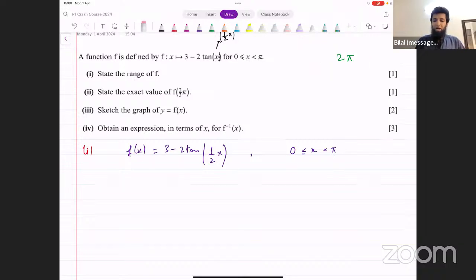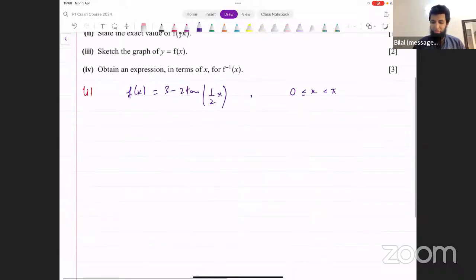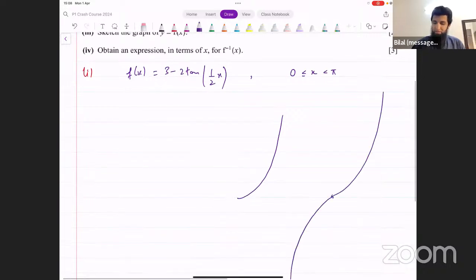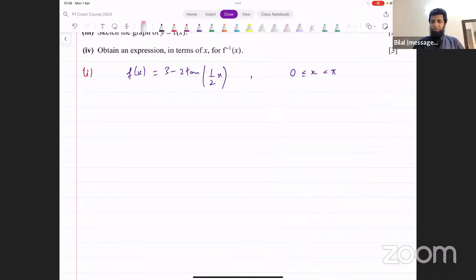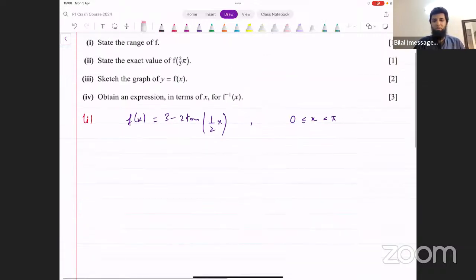We could think of what happens at 0 and what happens at pi. Because remember, the tan graph does not have any turning points. It goes like this. It's either like this, or it's like this, or this. There's no turning points here as such. So what we do is we just look at what happens at the end points.